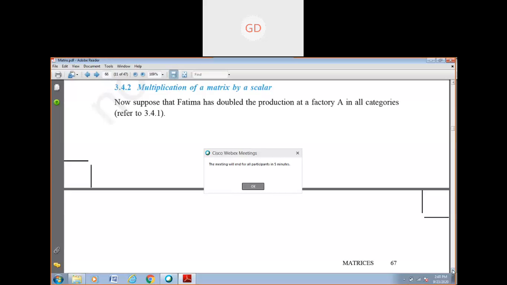So that's all for today's session. And in the next class, we'll be discussing matrix multiplication, of two types. One is by a scalar and another is a matrix by another matrix. So the next operation, multiplication, will be discussed in the next session.